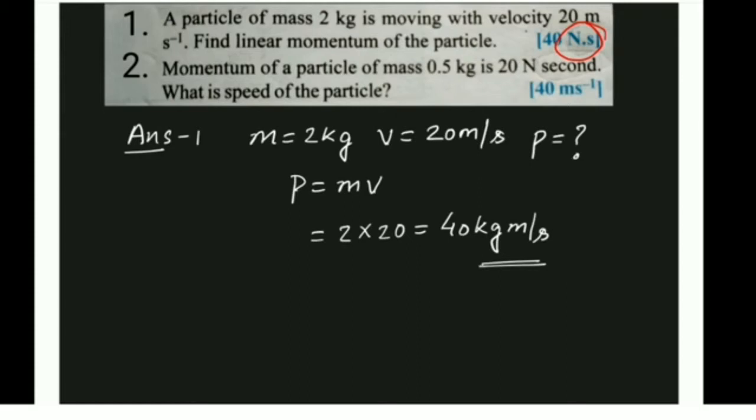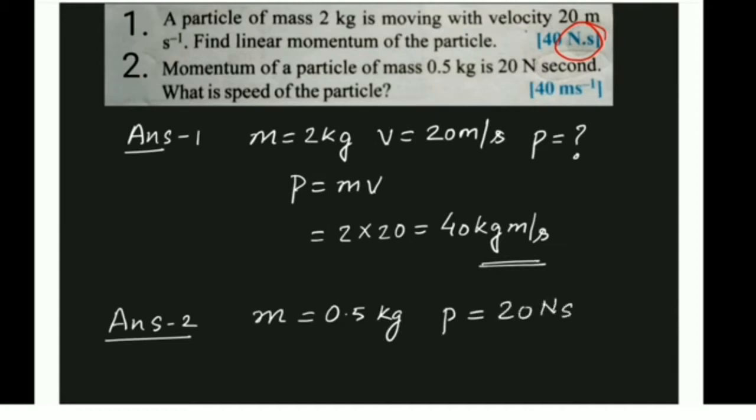Okay, now come to the next question. Question number 2. Momentum of a particle of mass, so mass is 0.5 kg, and momentum is also given, that is 20 Newton second, and we have been asked what is the speed or velocity.